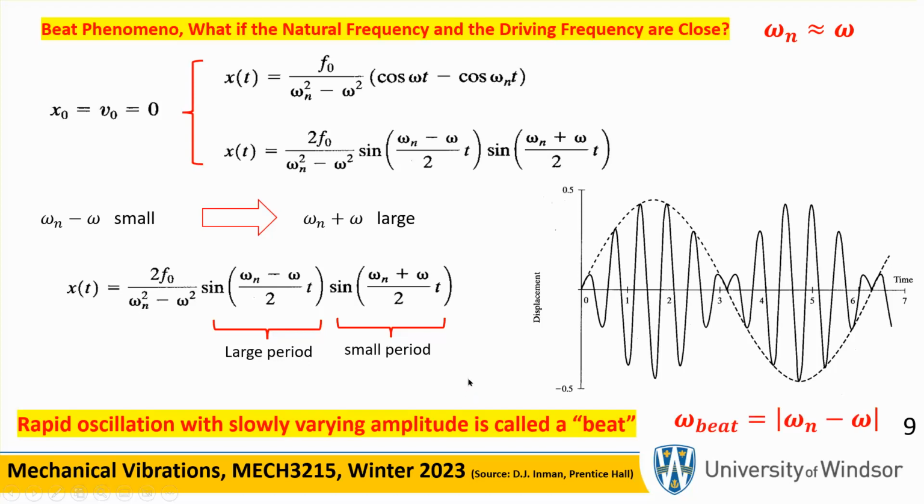This phenomenon is called beat. Rapid oscillation with a slowly varying amplitude is called a beat, or a beat phenomenon is taking place, and the frequency of the beat is actually this.